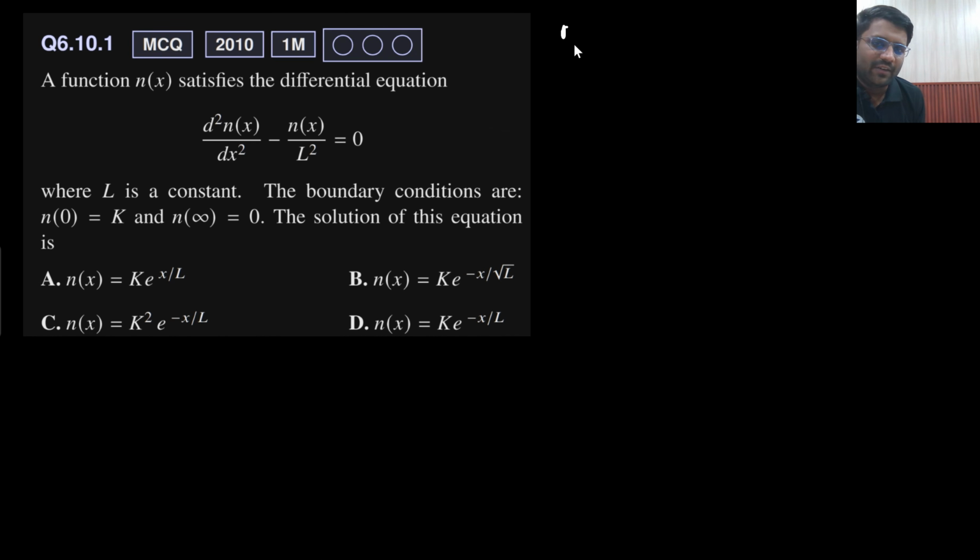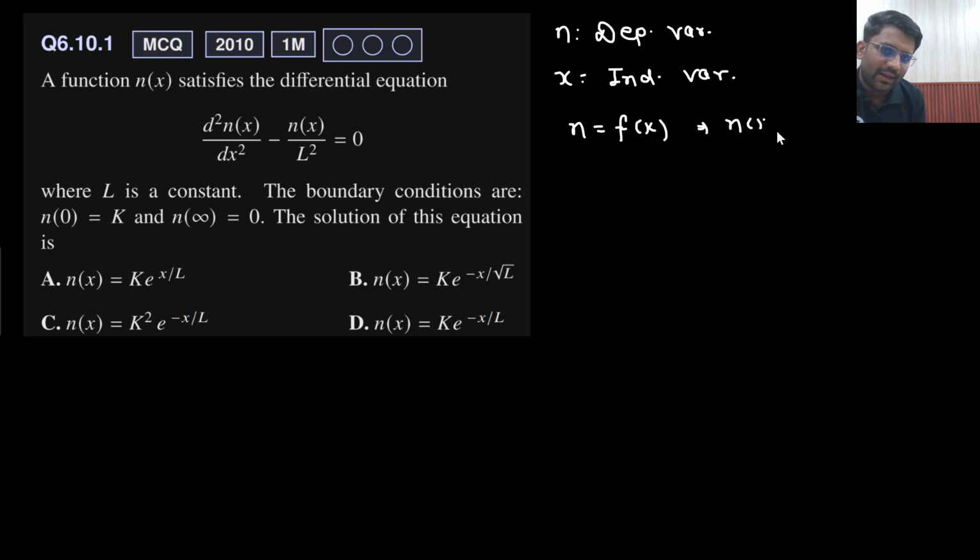Here the dependent variable is n. Who is the dependent variable? N is the dependent variable. And who is the independent variable? X is the independent variable. That means n is a function of x. Right? That means your final answer will come out to be n of x equals to something.